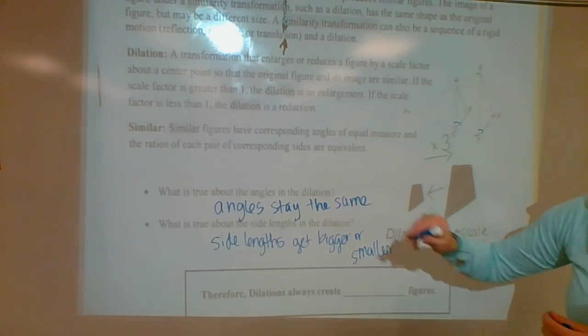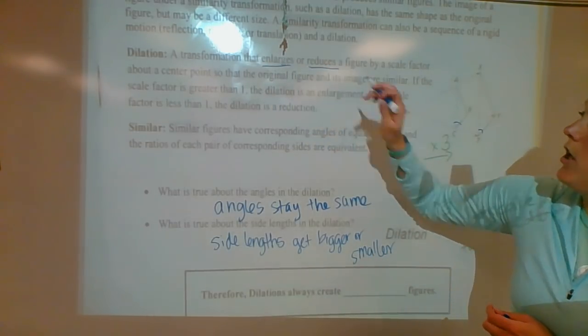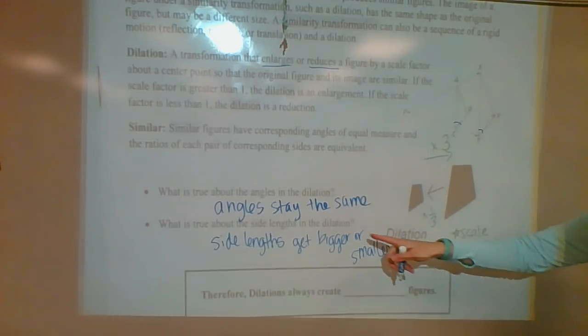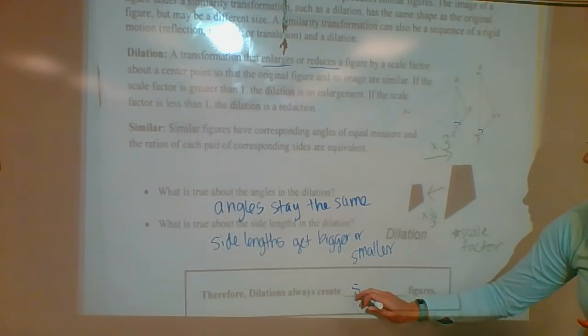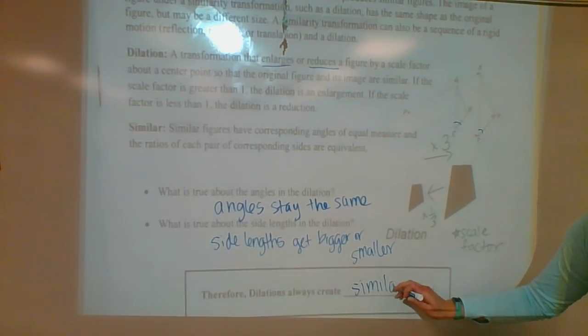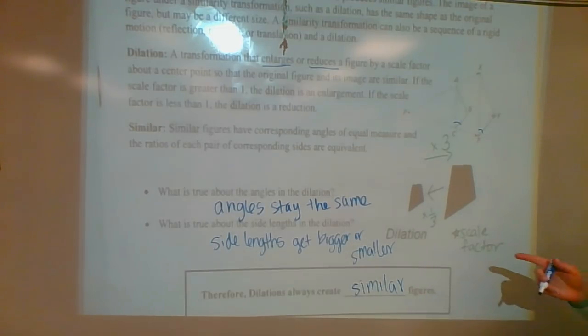And my directions, that's what it means by enlarges or reduces. Enlarges, that it gets bigger, reduces, that it gets smaller. Therefore, dilations always create similar figures. Similar meaning it's the same shape, but it's bigger or smaller.